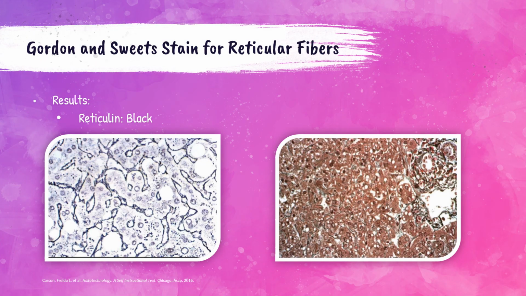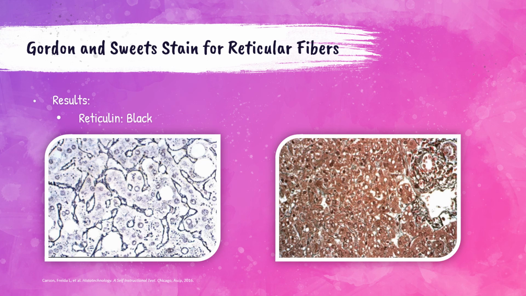When stained with a Gordon and Sweet stain, reticulin should be black in color. This photo on the left is a liver tissue section that has been stained with a Gordon and Sweet stain. There is no counterstain used here in this photo. All this black that is seen are the reticular fibers that line the sinusoids in the liver tissue.